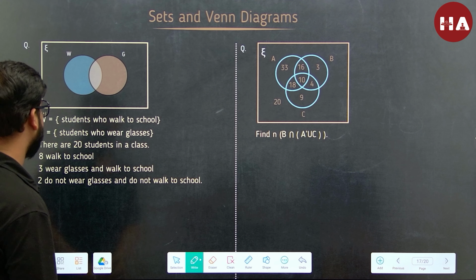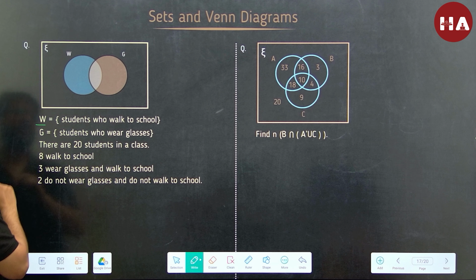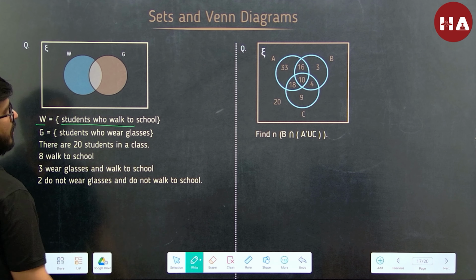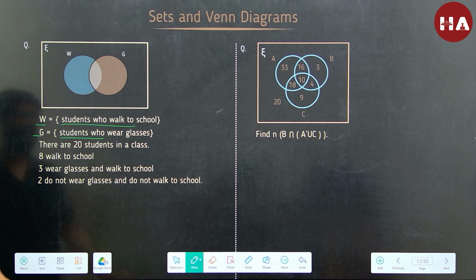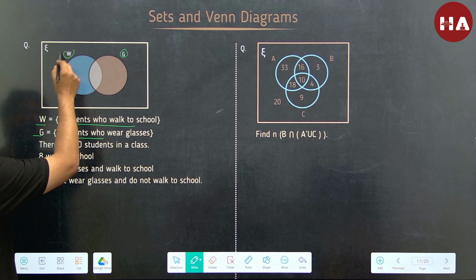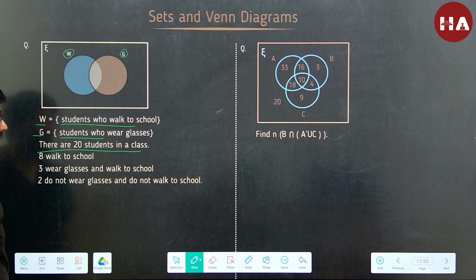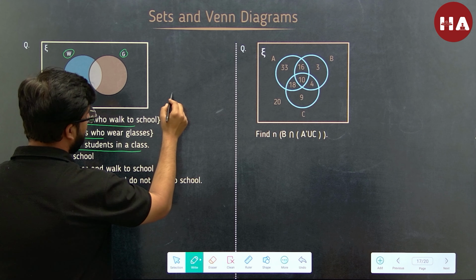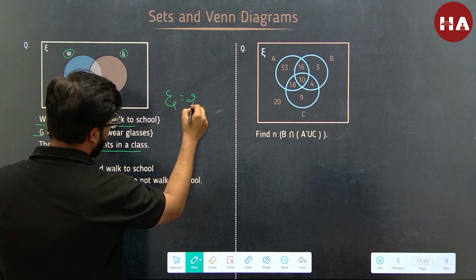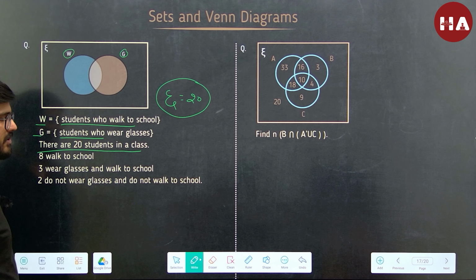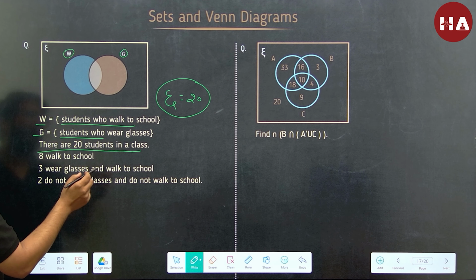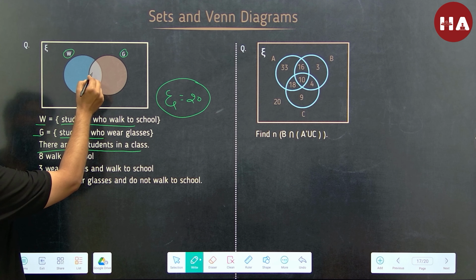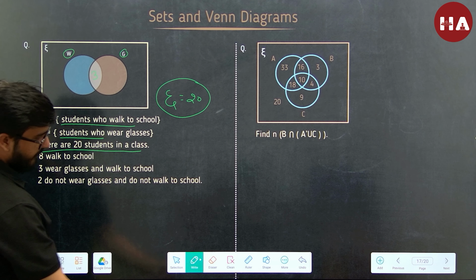Now moving to the next question. We have a set W of students who walk to school. G stands for students who wear glasses. Okay, represented as G and W. There are 20 students in the class. So the total number of students in the class is 20, so the universal set will consist of 20 students. Okay. 3 wear glasses and walk to school. So this is basically the overlap between W and G. So I'll write 3 here. Okay, I'll erase it.